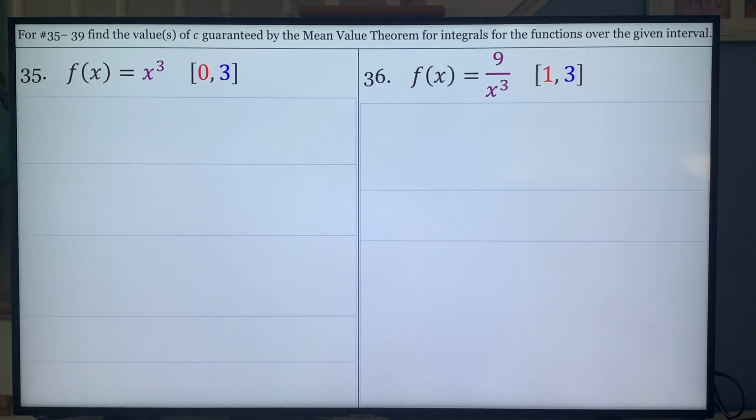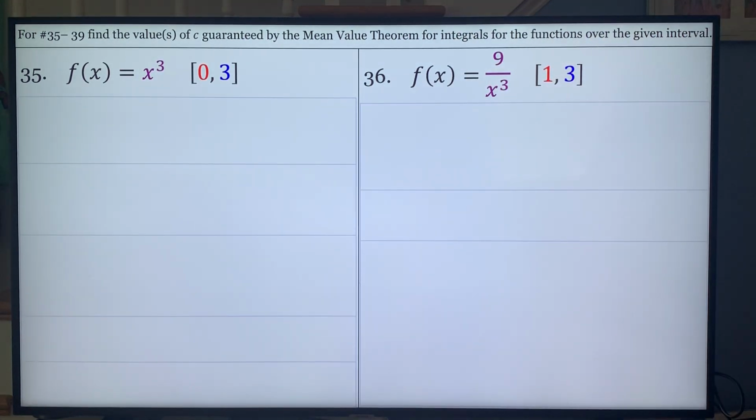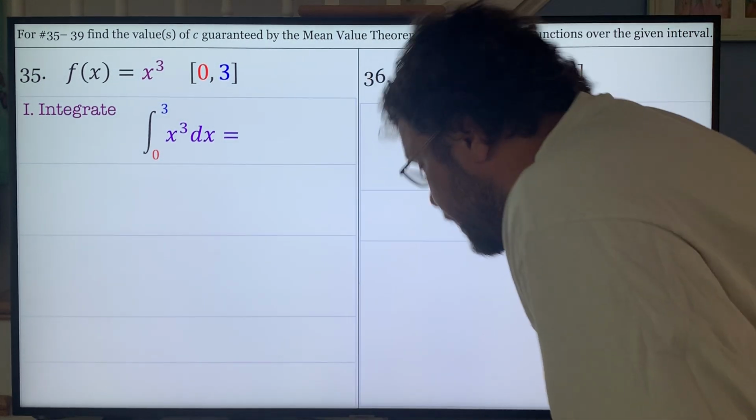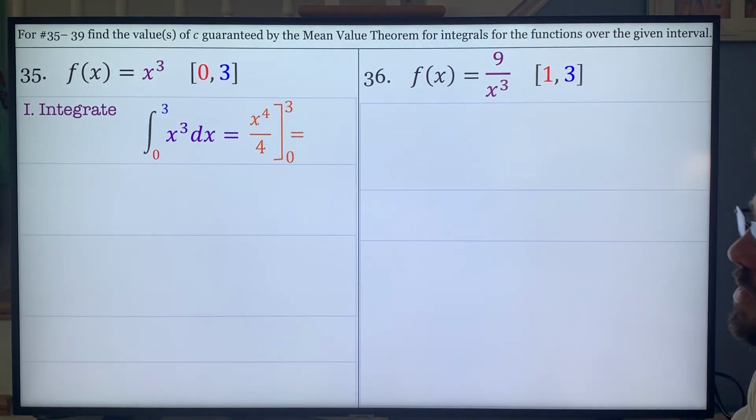Find values guaranteed by the mean value theorem, MVT, for the integrals of the function over the following integrals. First step is to integrate. When you integrate, see, I knew I shouldn't have said steps. What you're going to do is take the integral from lower limit 0 to upper limit 3 of x cubed dx. When you integrate that, you get x to the 4th over 4 from 0 to 3.